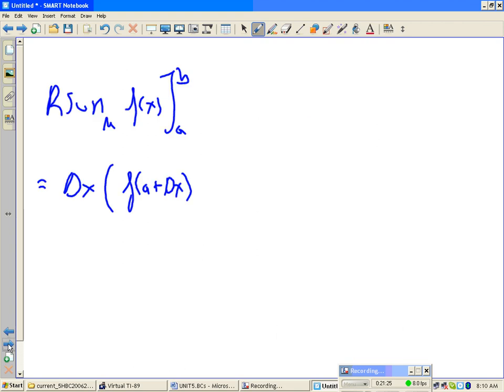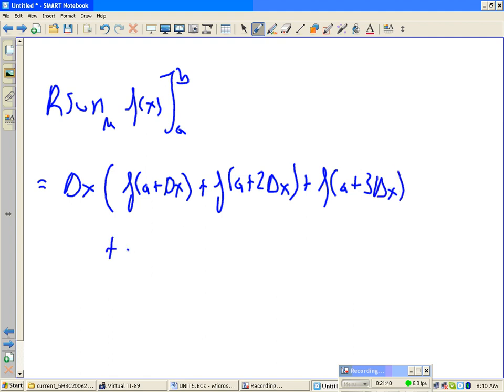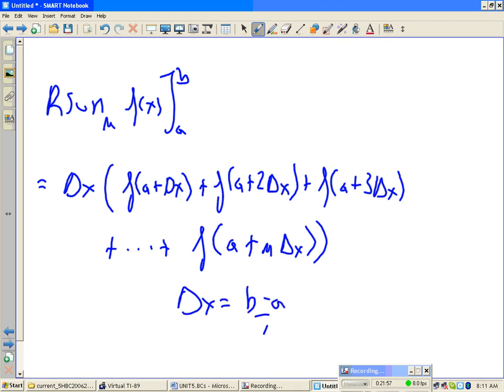I will write this in general for any function, not just f of x equals x. So plus f of a plus 2 delta x's plus f of a plus 3 delta x's plus, keep on going until you get to f of a plus n delta x's, which happens to be b, right? If delta x is b minus a over n, what's n times delta x?